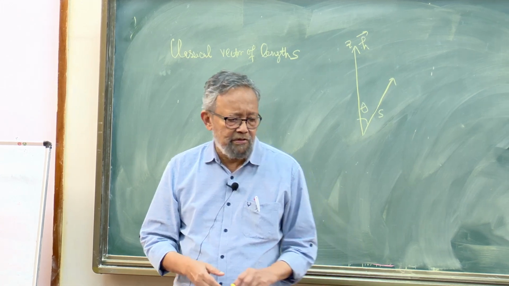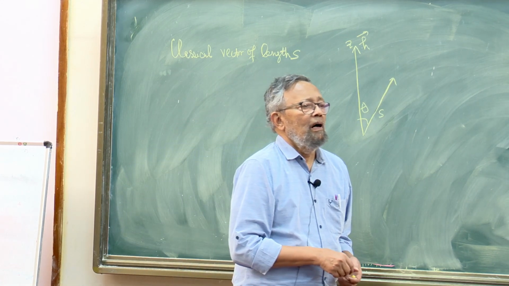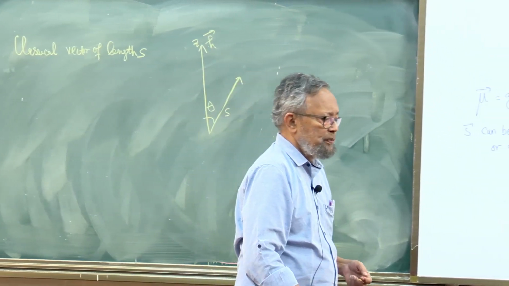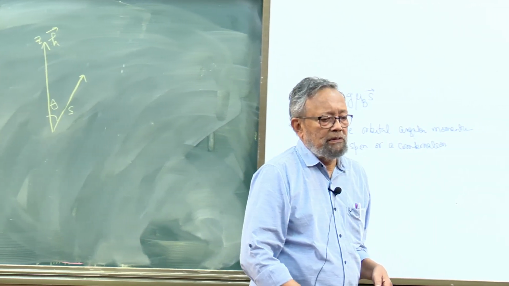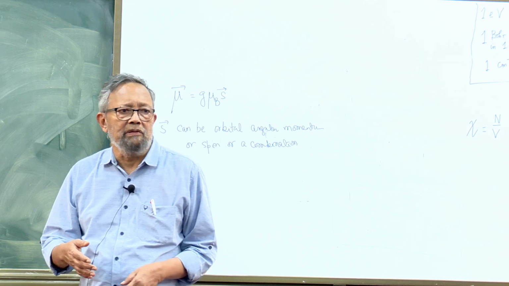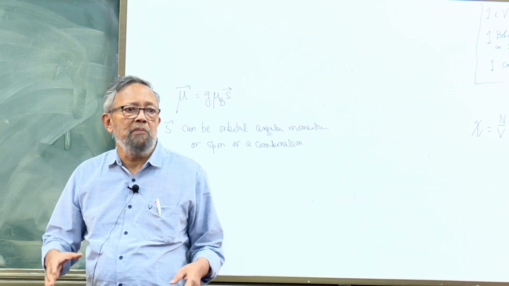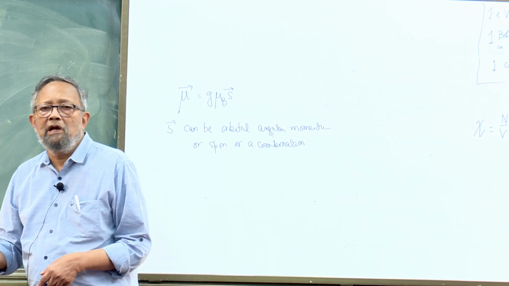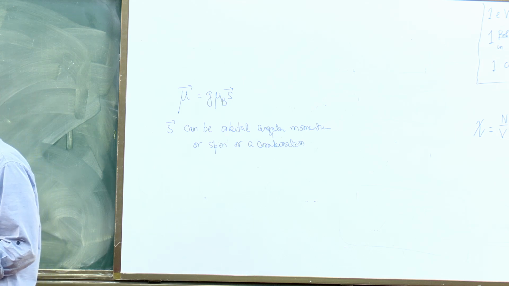So although it's a very simple calculation, the ideal paramagnet, so to speak, it's a good starting point, because it tells you how one can use statistical mechanics to actually get the macroscopic susceptibility, and one also gets good agreement with experiments at high temperatures. So that's a nice thing.